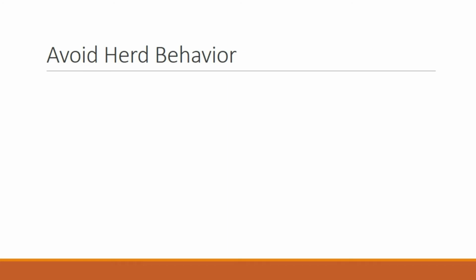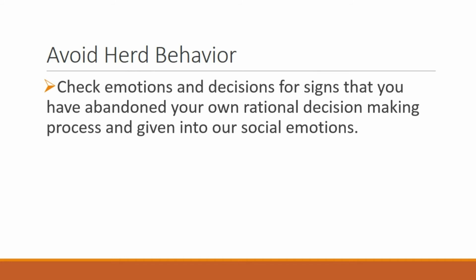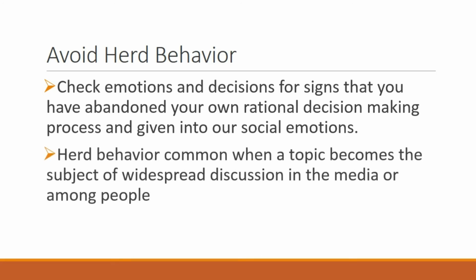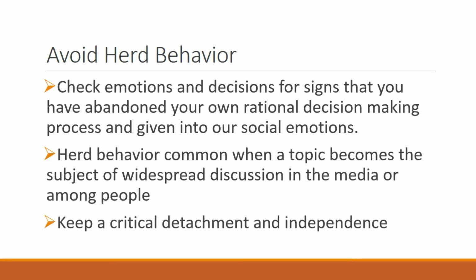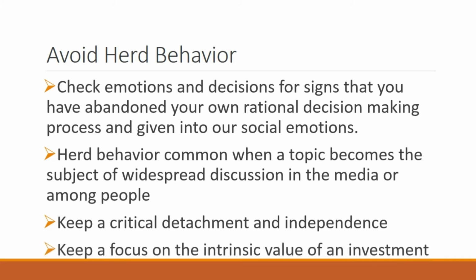And then finally, avoid herd behavior. This is difficult because we as people are social animals. We want approval of our peers and we want to belong. However, it's important to check our emotions and our decisions for signs that we've abandoned our own independence, our own rational decision-making process, and given in to our social emotions. Herd behavior is common when a topic becomes the subject of widespread discussion in the media or among people, and this is where it's especially important to maintain independence. It's important to keep a critical detachment and independence so that you can evaluate securities and investments on the basis of their intrinsic value and of fundamentals.